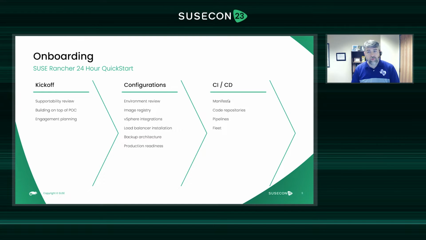After we got all of those core configurations done, we went through and looked at our continuous integration and continuous delivery, or CI/CD, which I've come to learn is a very important part of the Kubernetes journey. In that, we talked about our manifest, which is where you store app-specific information about your container deployments, and our code repositories where they live, including the pipelines that automate processes, and finally Fleet, which helps with the continuous delivery and delivers those apps into test and production.